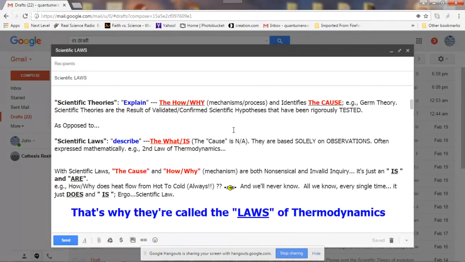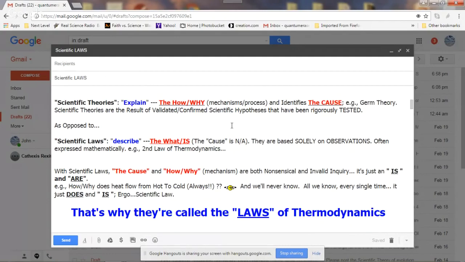Now, I want to juxtapose that with scientific laws. They describe the what or the is. The cause is not applicable. They are based solely on observations, often expressed mathematically, like, for example, the second law of thermodynamics. You see, with scientific laws, the cause and the how and the why, the mechanism, are both nonsensical and invalid inquiries. You can't get there. It's just an is and an are.